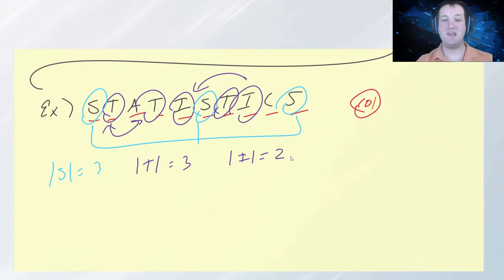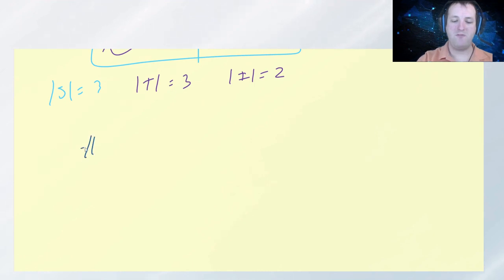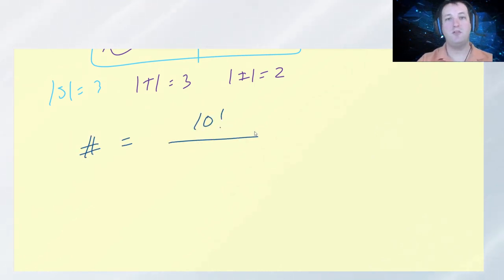So we have 10 letters: 3 S's, 3 T's, and 2 I's. The rest are unique. So 3, 6, 7, 8 letters are non-unique, I guess you could call them. And A and C are the special ones. If we treat all of them differently, then the number of permutations is going to be equal to 10 factorial, but we don't want to count the things that repeat.